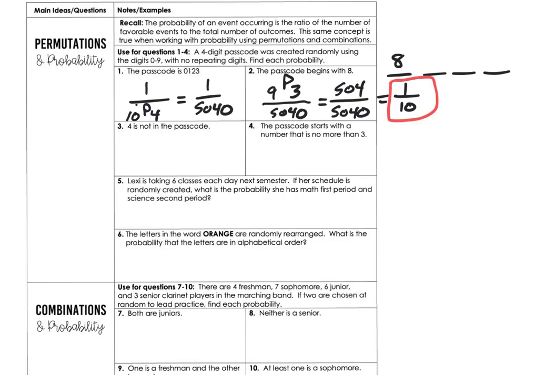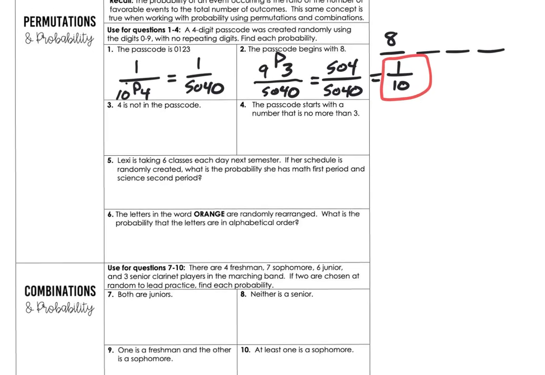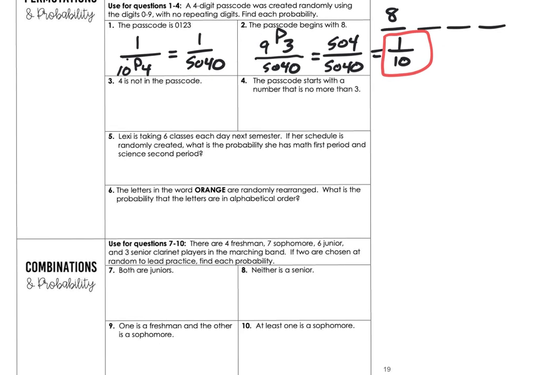Okay, let's jump to number 4. The password starts with a number that is no more than 3. Once again, the bottom number is still 5,040. We have the same number to choose from on all of these passcodes. 5,040 combinations or possibilities.